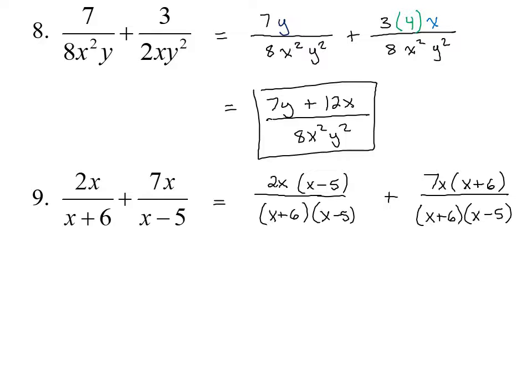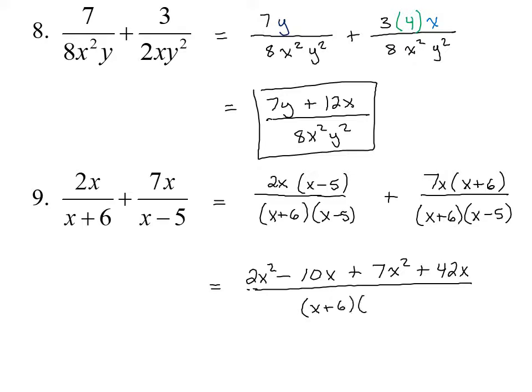Don't do this at this step. Some people have the idea of saying, oh look, an x minus 5 is in common, I'll cancel them. Don't do that, because then you're right back where you started. We don't want to go that direction. So what we want to do is FOIL or distribute the top out. So across the top I'll have 2x squared, and then 2 times 5 is 10x, and then I'll have 7x times x is 7x squared, and 7 times 6 is 42x. All divided by the common denominator, just like we did on number 8. The common denominator is the x plus 6 and the x minus 5.